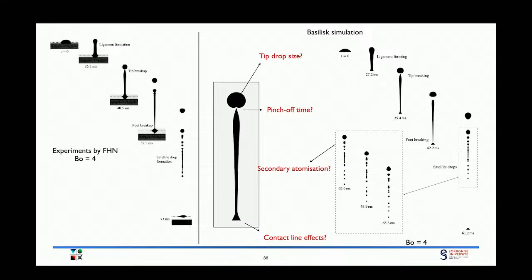And in this problem, our main focus is predicting this tip drop size, and also this pinch off time over here. We saw contact line effects earlier in part 1, so we will also see how important these contact line effects are, because they govern how much contaminated drop there is. These types of drops could be contaminated and spread diseases. Some fluid remains at the foot, and of course there is the secondary atomization of these ligaments.